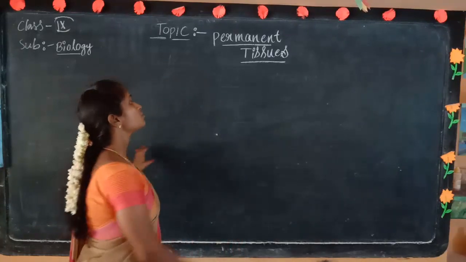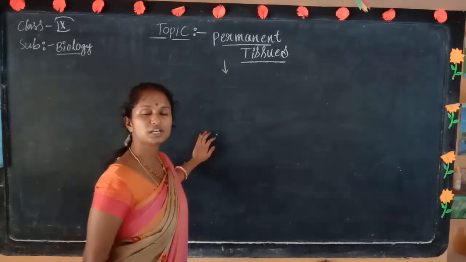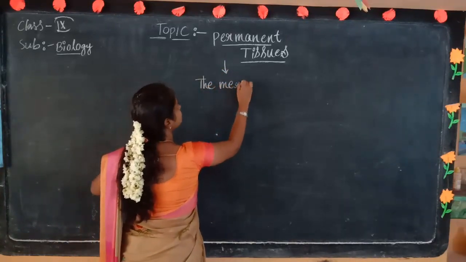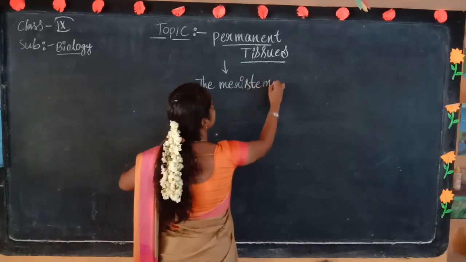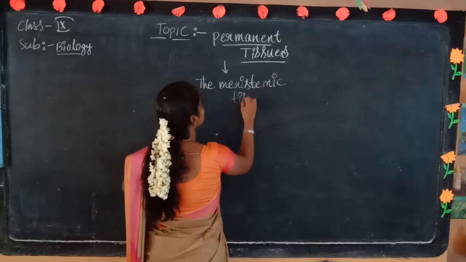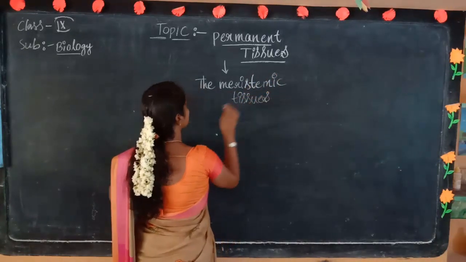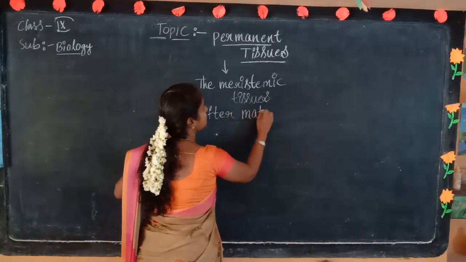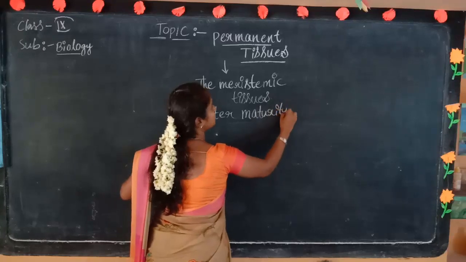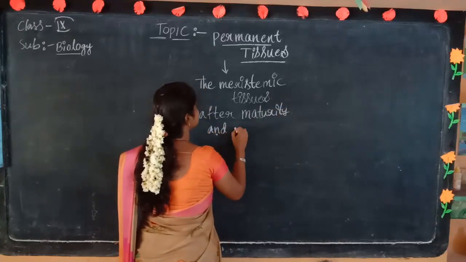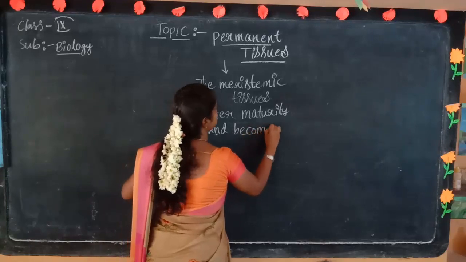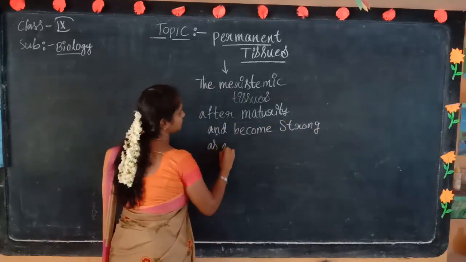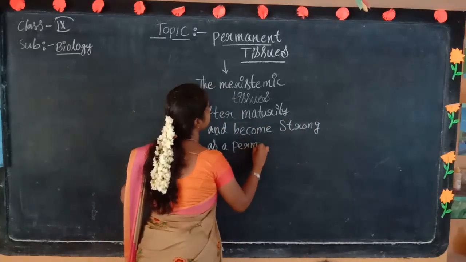How are the permanent tissues formed? The meristematic tissues, after maturity, become strong as permanent tissues.